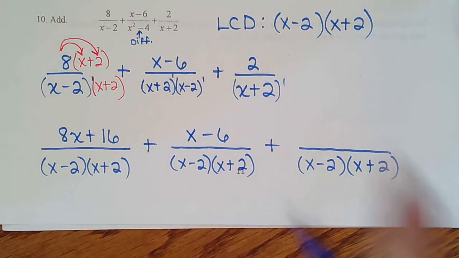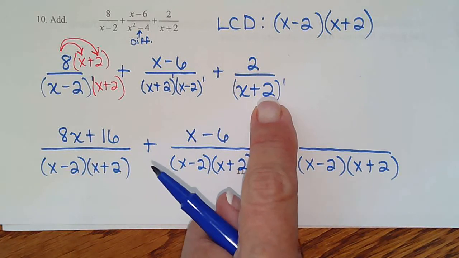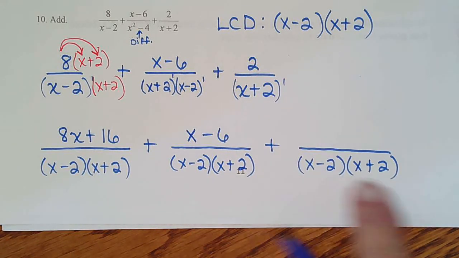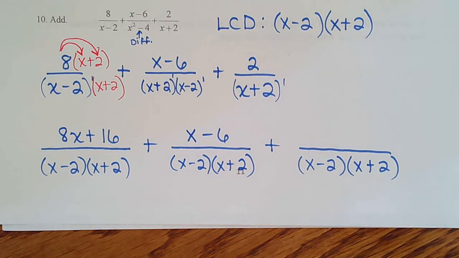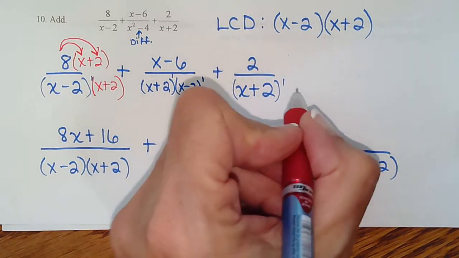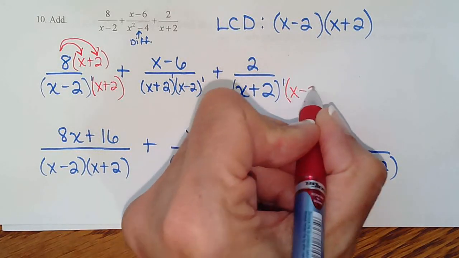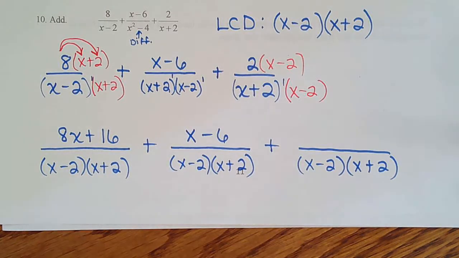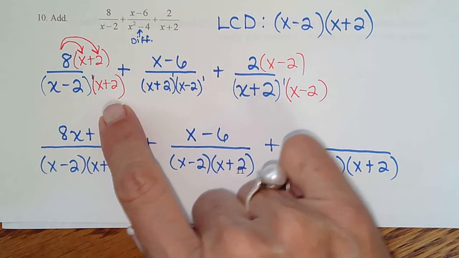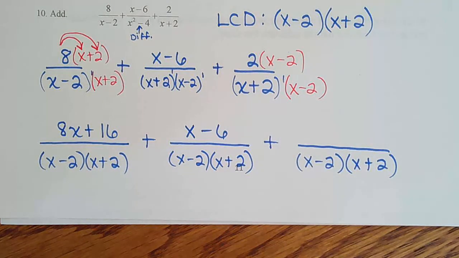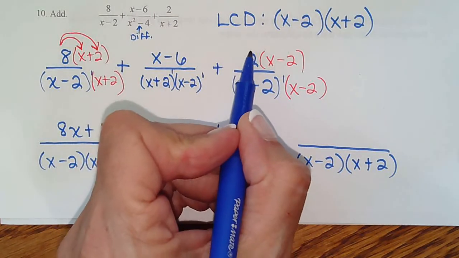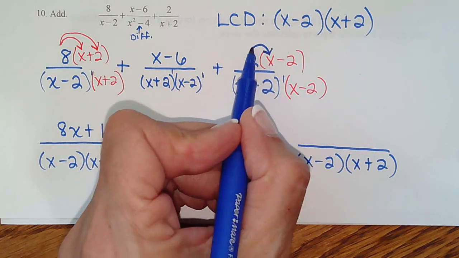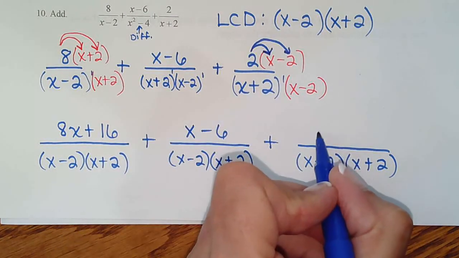And then I move on to fraction number 3. What is this fraction missing to make it have this common denominator? And that would be x minus 2. And whatever I do to the denominator, I must do to the numerator. So now we have 3 fractions, and they all have the same denominator. That is our goal. So what's my new numerator here? 2x minus 4.